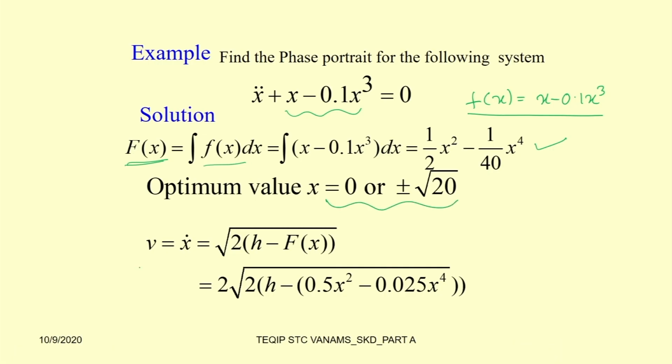So, this velocity also you can find. By putting this, you can get the optimum value of potential energy, which occurs at 0 or plus minus root 2. You already know that x dot is nothing but the velocity. So, velocity equal to root over 2 into (h minus F(x)). Already F(x) equal to 0.5 x square minus 0.025 x fourth. So, by taking different values of h, one can plot this x versus x dot.